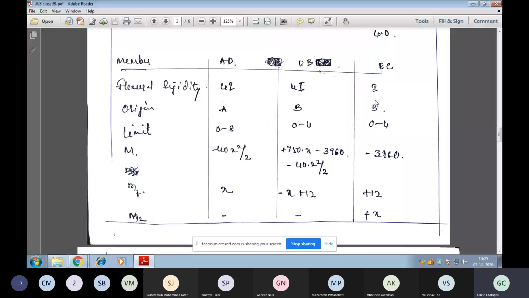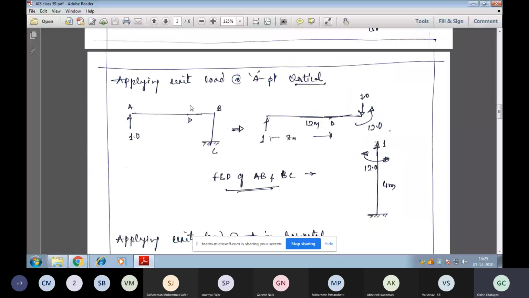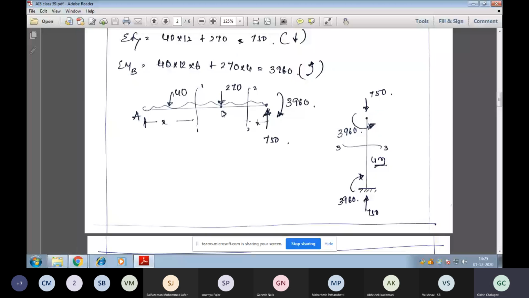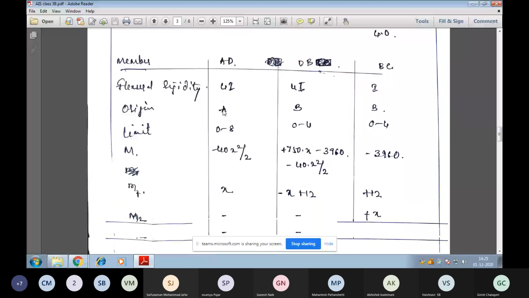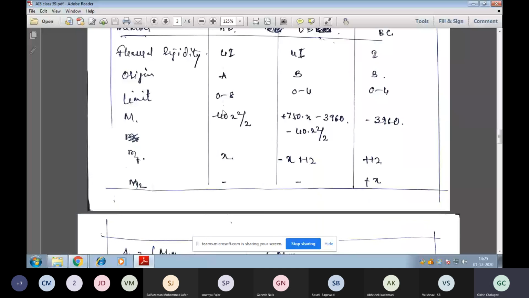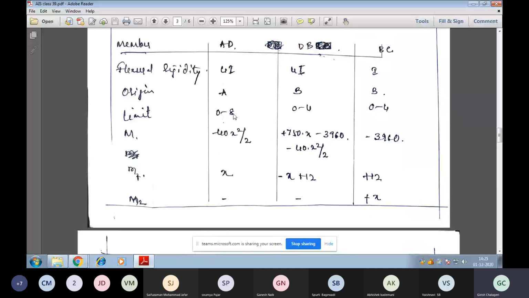So once we get the origin, member A to D is there. You can see member A to D. So the limits will be from 0 to 8. 0 is A point, at D you should travel 8 meters. That's what the limit for A to D distance is, 0 to 8 meters. The origin is B point here. So the distance between D to B is 0 to 4 meters. Similarly, for member BC, B is the origin. The distance between B to C is 0 to 4 meters. That is the limit that is given here. This is how we got the limits.